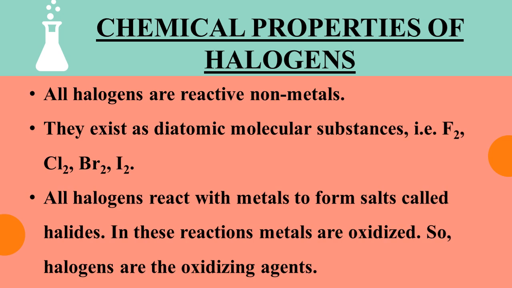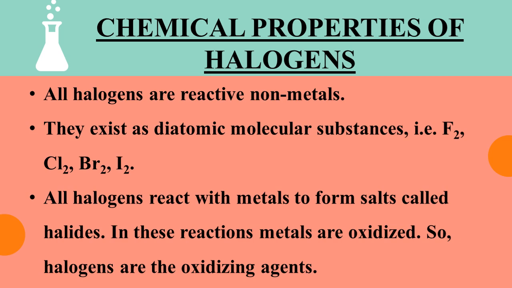Chemical properties of halogens. All the halogens are reactive nonmetals. They exist as diatomic molecular substances in the free state. It means they exist as molecular substances and the molecule consists of two atoms, as di means two. For example, fluorine F2, chlorine Cl2, bromine Br2 and iodine I2.